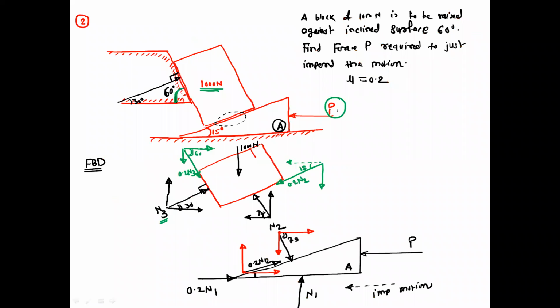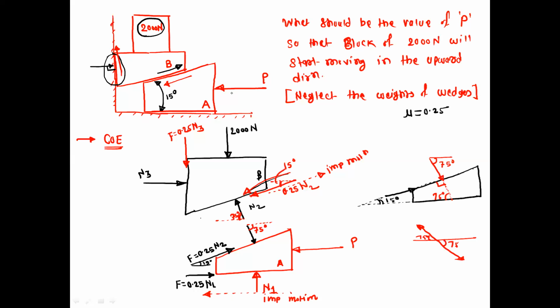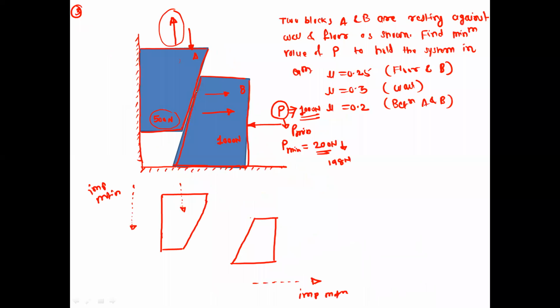Upward motion is possible for a block arrangement like this. Here, if you apply the force P on the left side, this block of 1000 Newton will slide in the upward direction. Or even in this example, if you apply the force P in the leftward direction, the block of 2000 Newton will slide in the upward direction. So for such a geometry, or wedge arrangement, we can have upward motion. But if the wedge arrangement is like this, upward motion is not possible. So I hope this is clear.